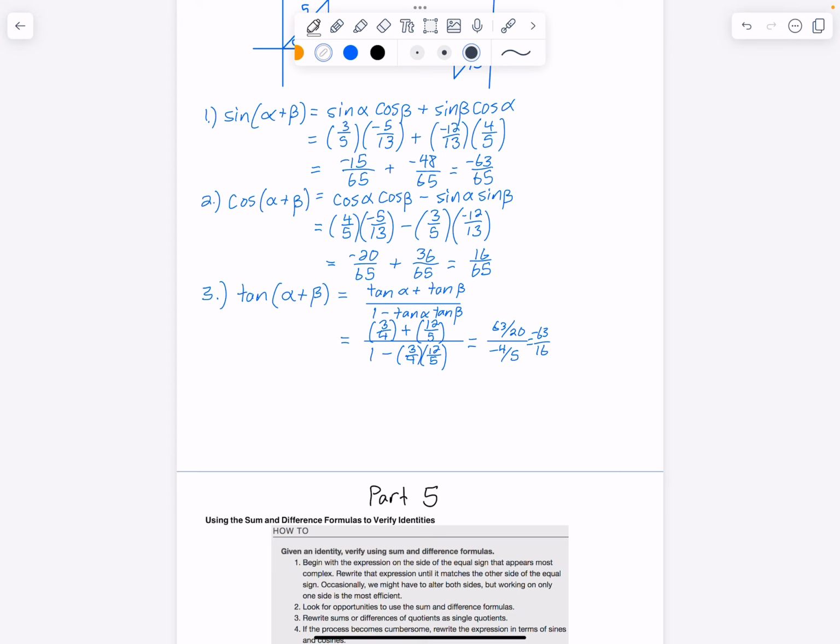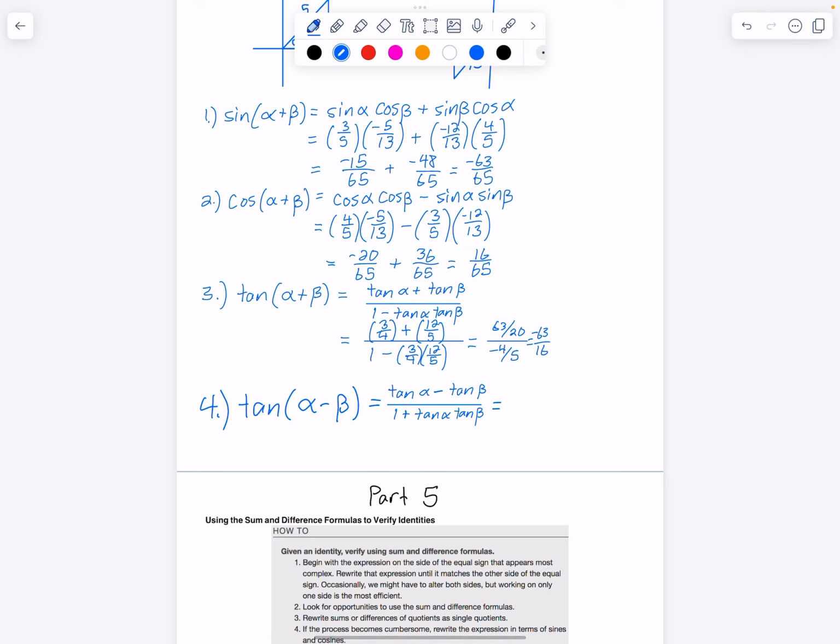Sorry for this. All right, so let's take a look at our last one. It's just the tangent, but with the minus. So tangent of alpha minus beta. And this is going to be the same thing. I'm going to copy and paste what I had above, but we switch the signs. The only thing that changes is this minus becomes a plus, and the plus above becomes a minus.